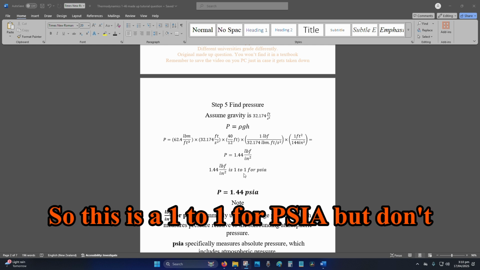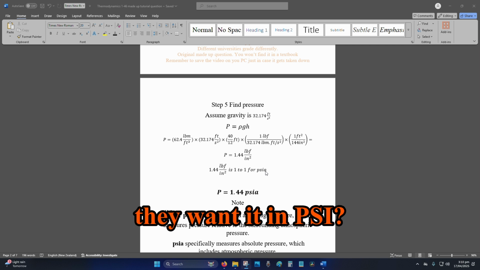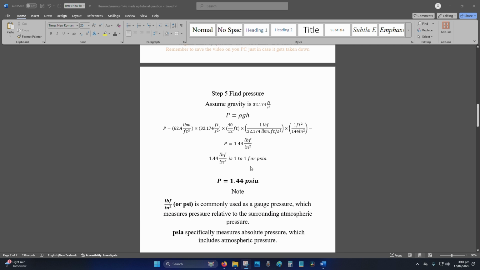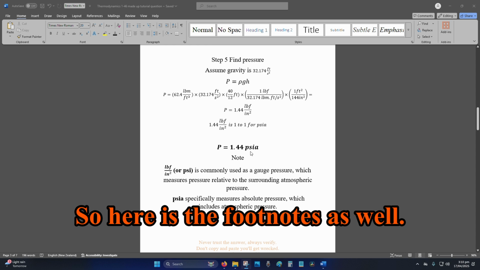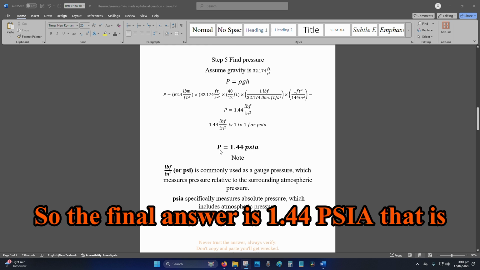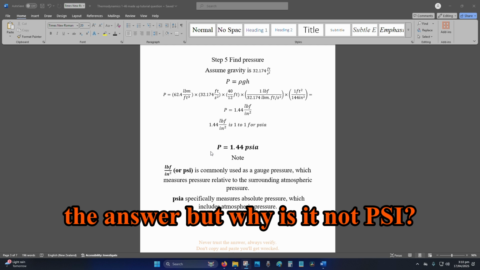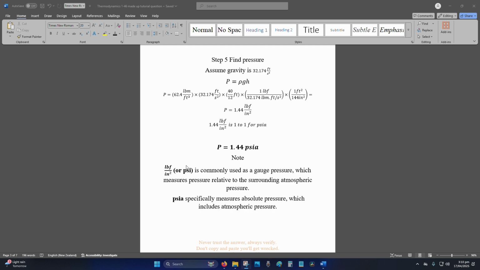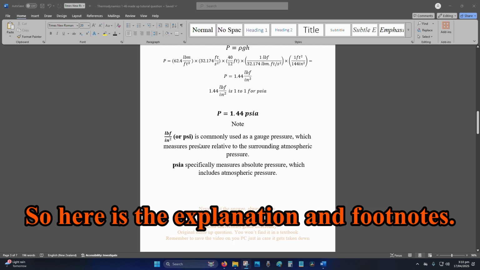So this is a 1-to-1 for PSIA, but don't they want it in PSI? Yes. So here is the footnotes as well. So the final answer is 1.44 PSIA. That is the answer. But why is it not PSI? So here is the explanation and footnotes.